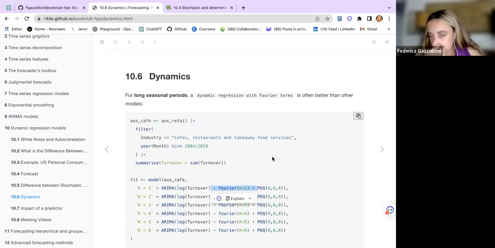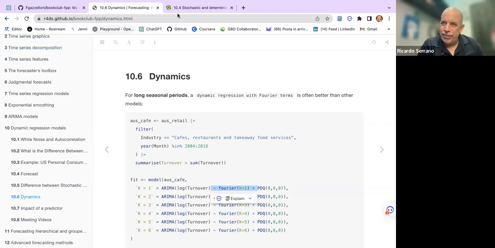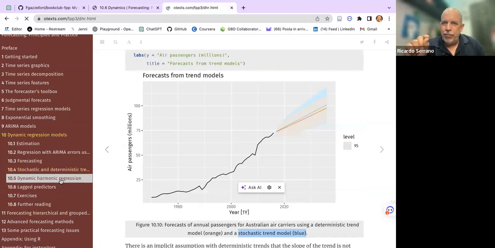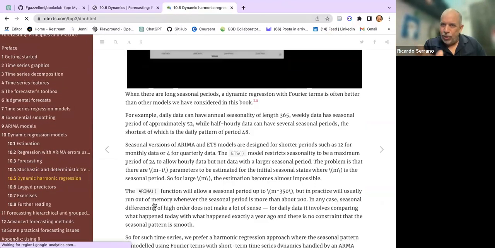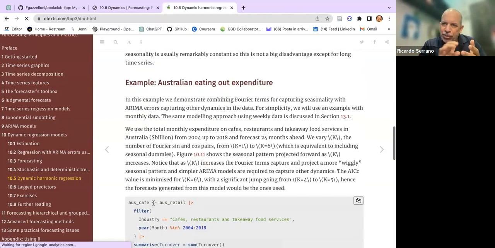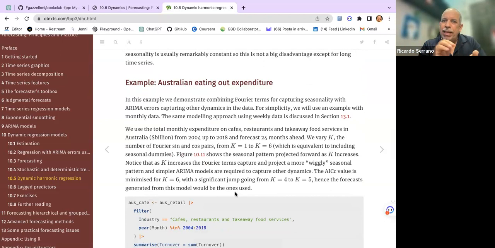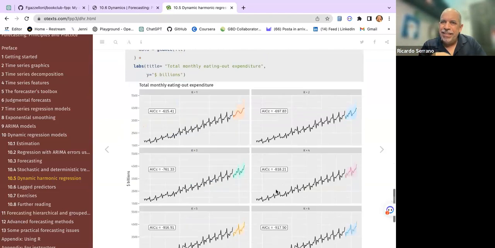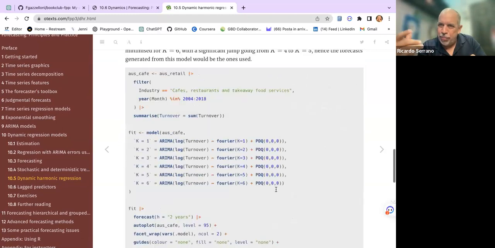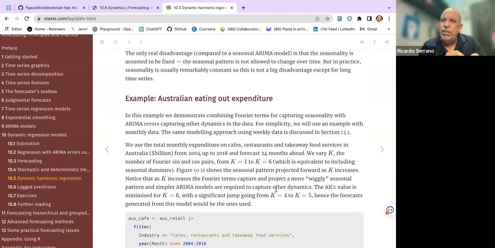As we did with the trend in the previous example, where instead of doing the difference we added the trend component to get that trend over time, the same thing here. To capture the seasonality, we introduce the Fourier. The only thing is you have to tune it, because K could have different values. So now you are experimenting with different values of K to see which is the best model that captures that seasonality.